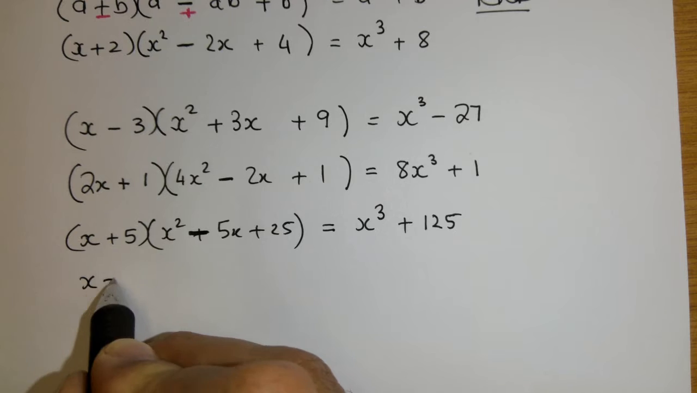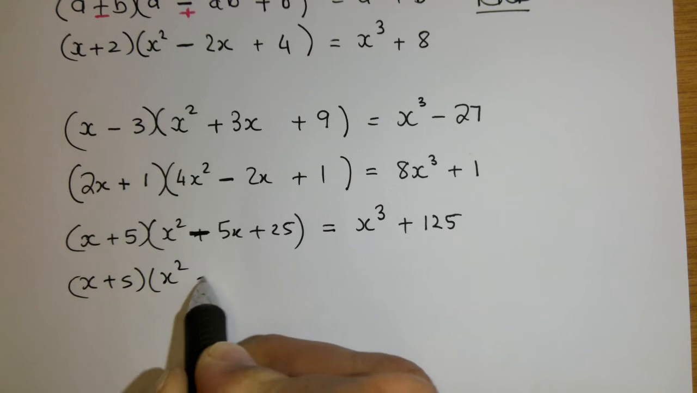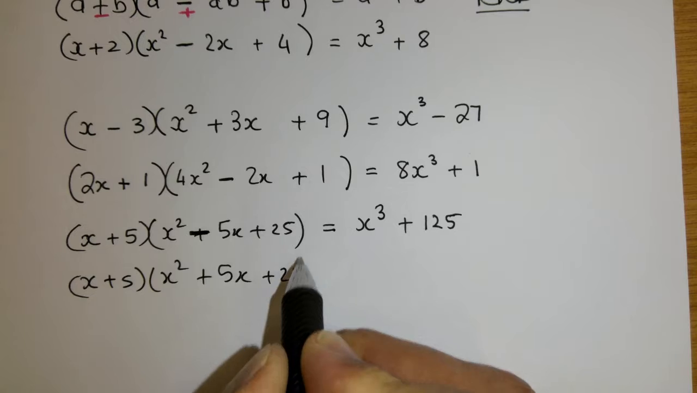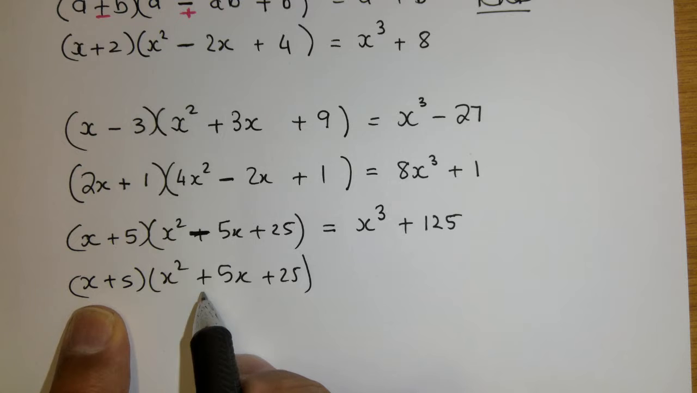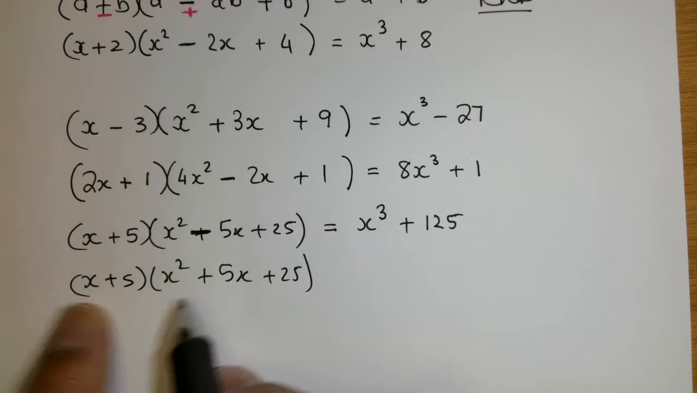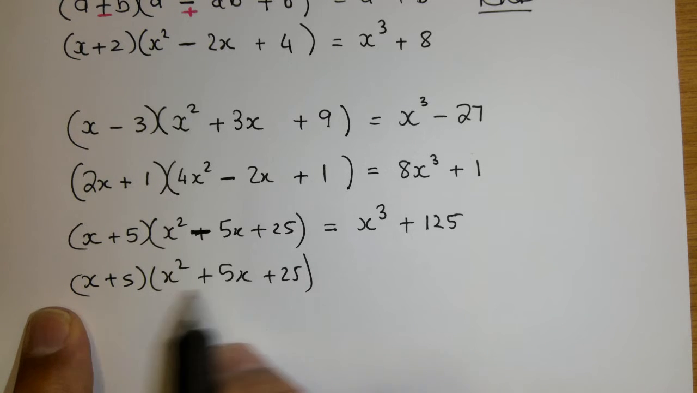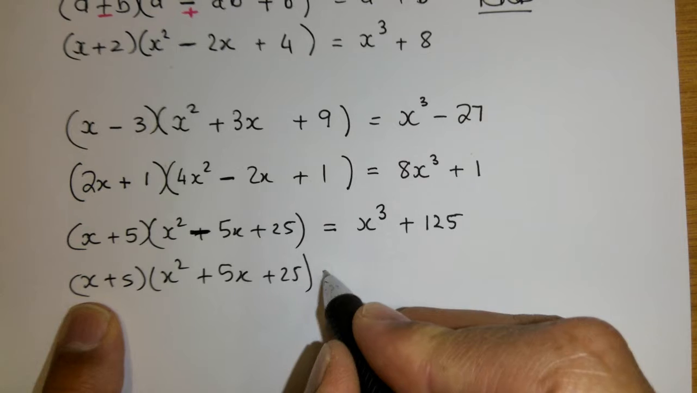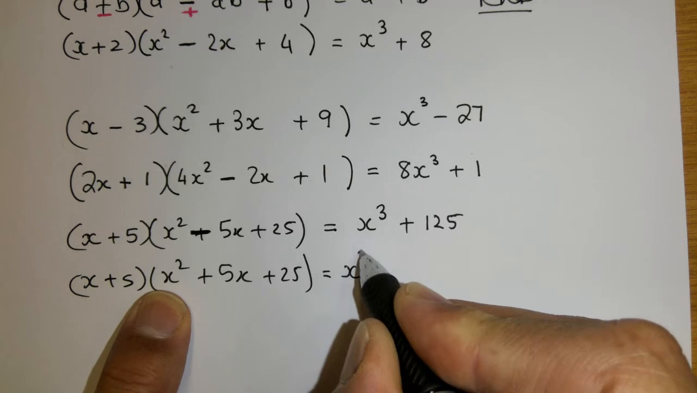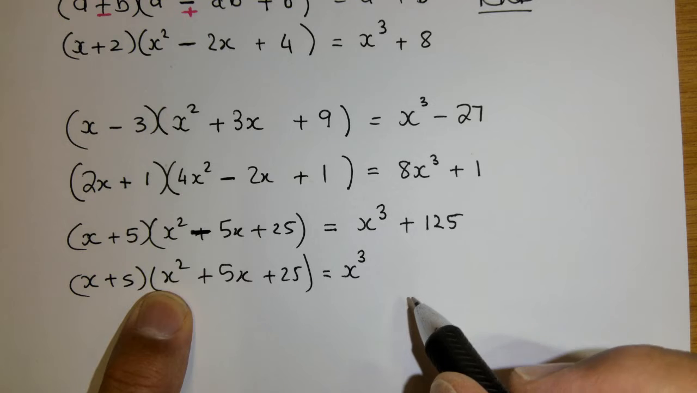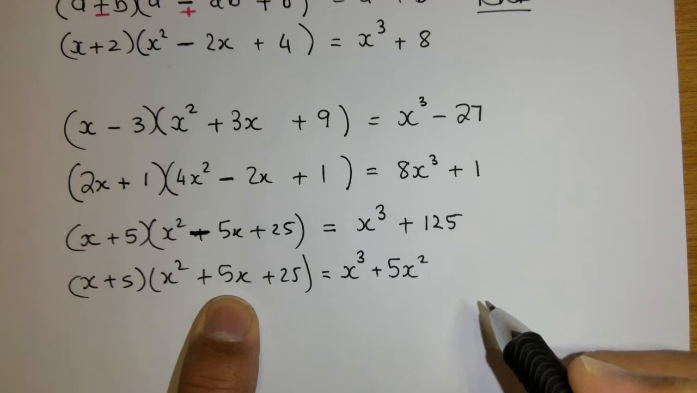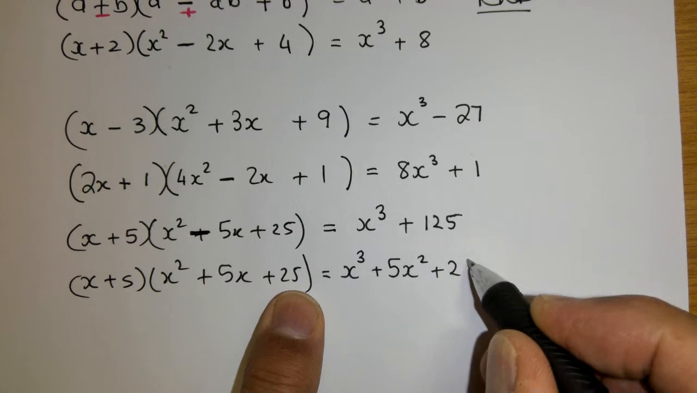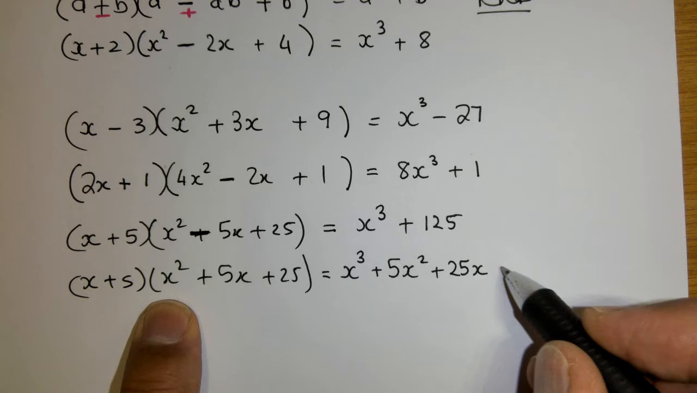125. If this had been x plus 5, x squared plus 5x plus 25, let's have a look. There's an x squared, there's a plus, so this should be a minus. So it is not going to become the sum of two cubes. I now need to do term by term multiplication. So the x goes into the bracket. X times x squared is x cubed. I have to distribute. It's not a special case. x times 5x is 5x squared. X times 25 is 25x plus 5x squared.